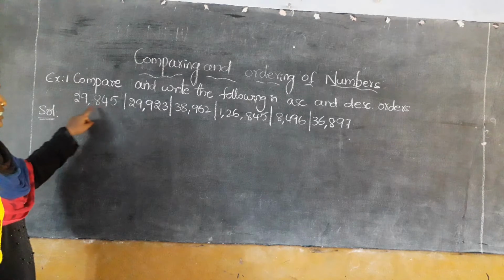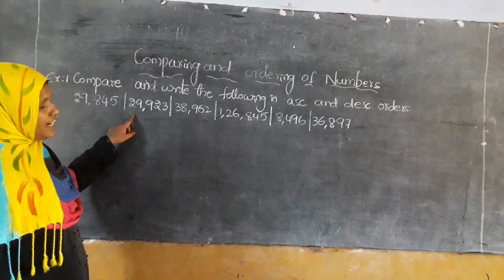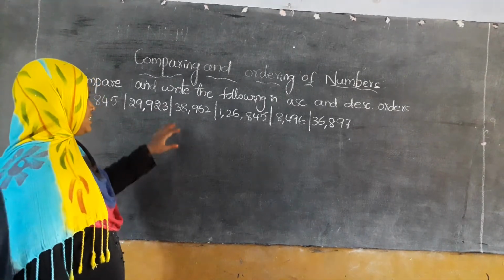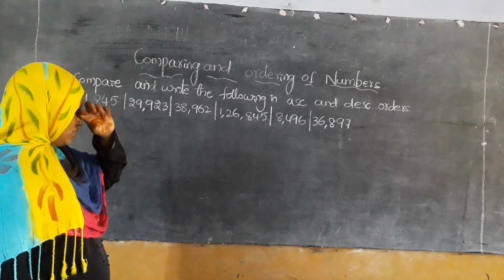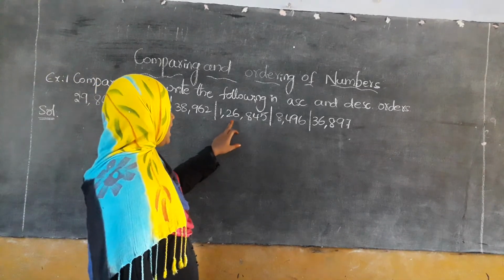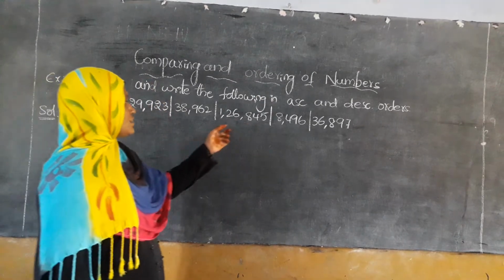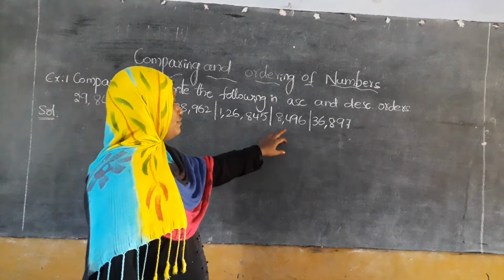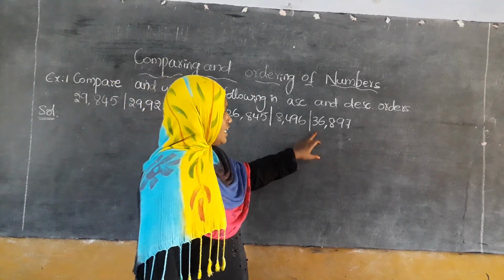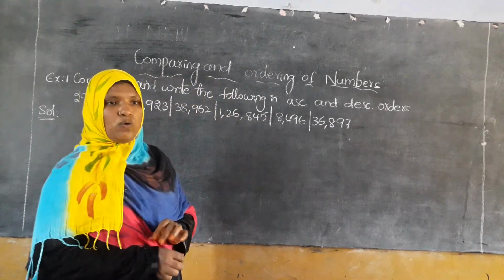29,845. It consists of 5 digits. 29,923. It consists of 5 digits. 38,962. It also consists of 5 digits. 1,26,845. It consists of 6 digits. 8,496. It consists of 4 digits. 36,897. It consists of 5 digits.